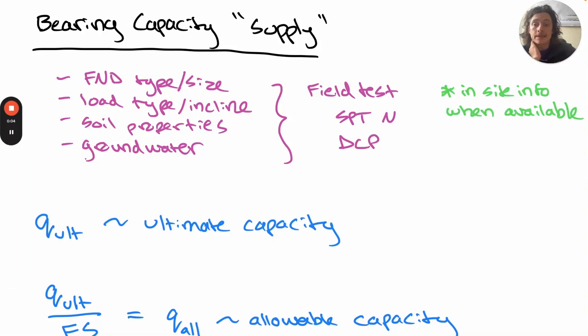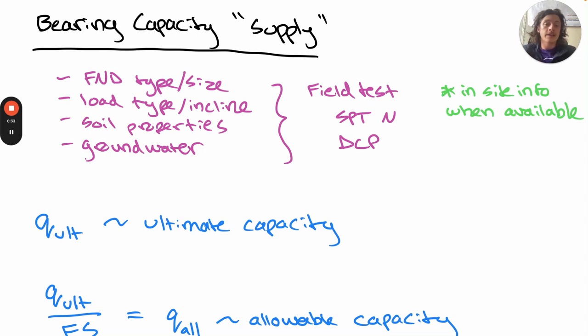Soil bearing capacity determination is highly sensitive to the foundation type or size, the load type and inclination, soil properties, and the presence of groundwater. It is typically verified with a variety of field tests, such as the SPT N number and dynamic cone penetrometer test, some of which are actually included in your site information folder when possible.